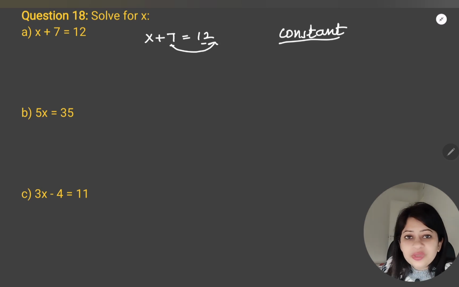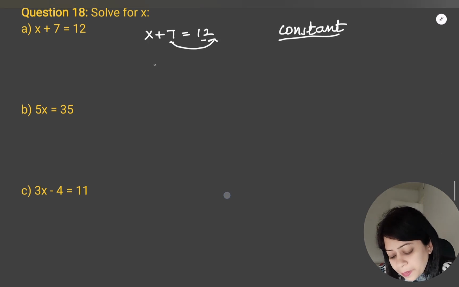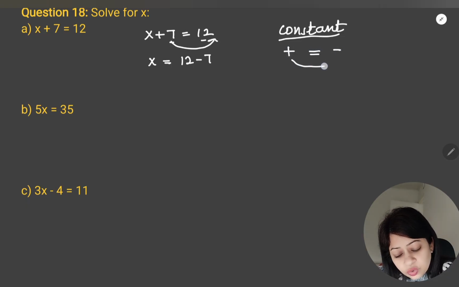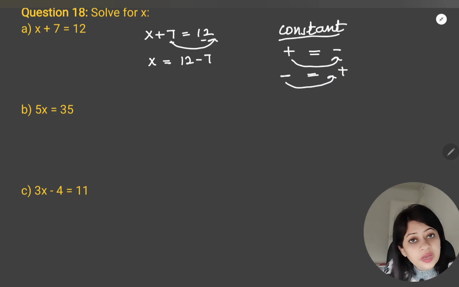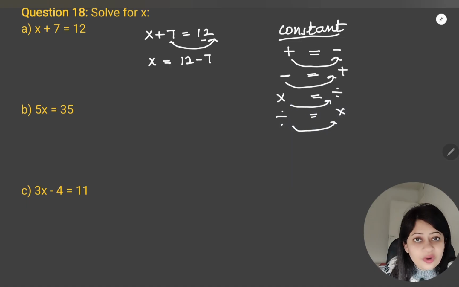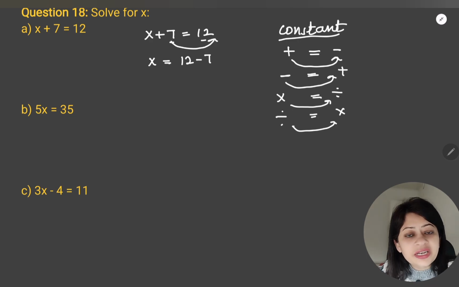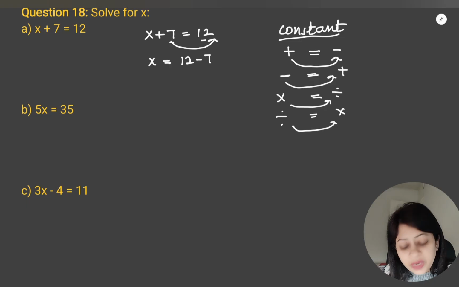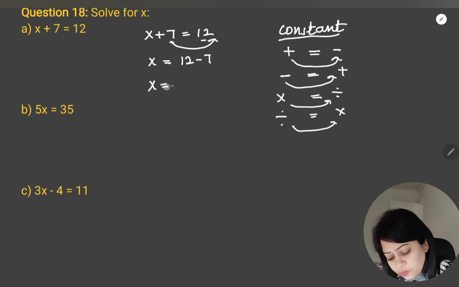Okay, we can do this in two ways. I will tell you both ways. So 7 will go with 12, to the family member of 12. And whatever is positive will become negative when it goes to the other side of the equal sign. Whatever is negative will become positive. Whatever is in multiplication goes in division, and whatever is in division goes in multiplication. This is not that hard if you are learning first time. It will take time, but it will eventually become very easy for you. The only thing is that you need to practice. So x is equal to 5.